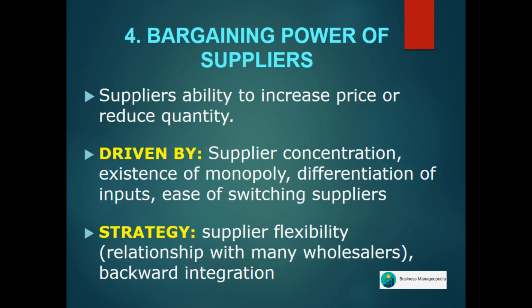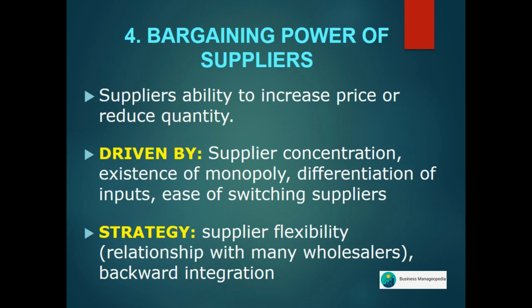The fourth type of force is bargaining power of suppliers. This is the supplier's ability to increase price or reduce the quantity of the raw material that they provide to your business. The bargaining power of suppliers is driven by factors such as supplier concentration, existence of monopoly, differentiation of inputs, and ease of switching suppliers.